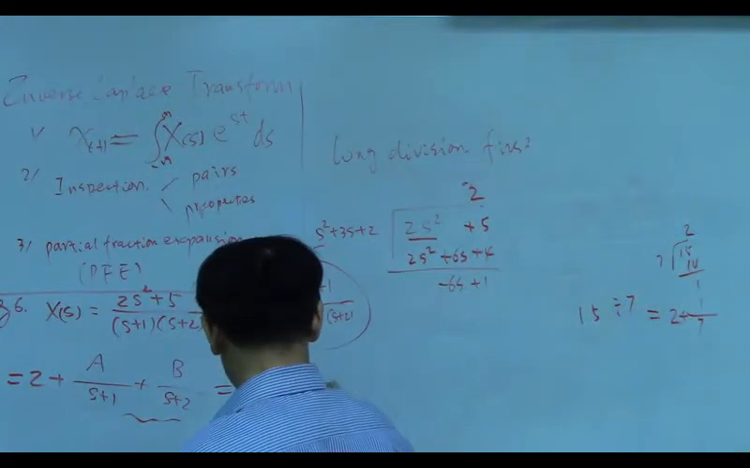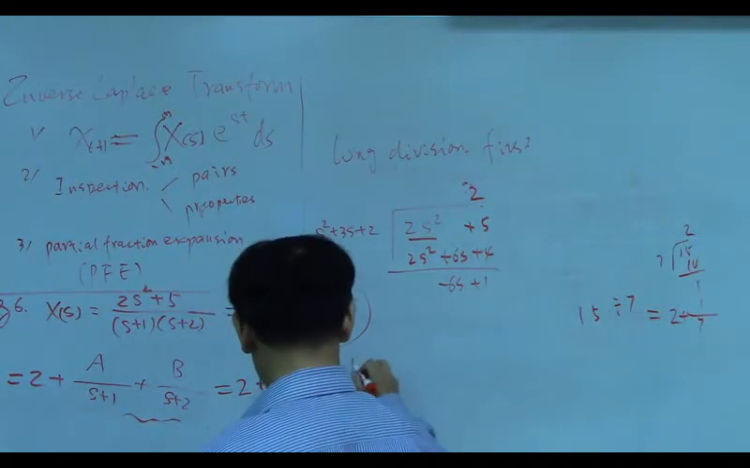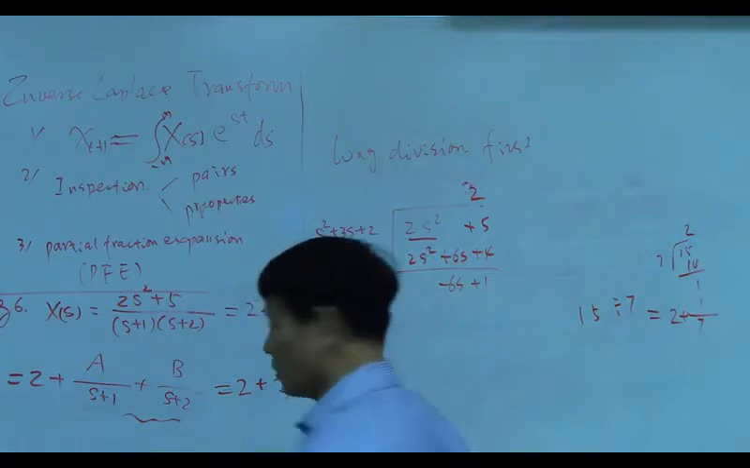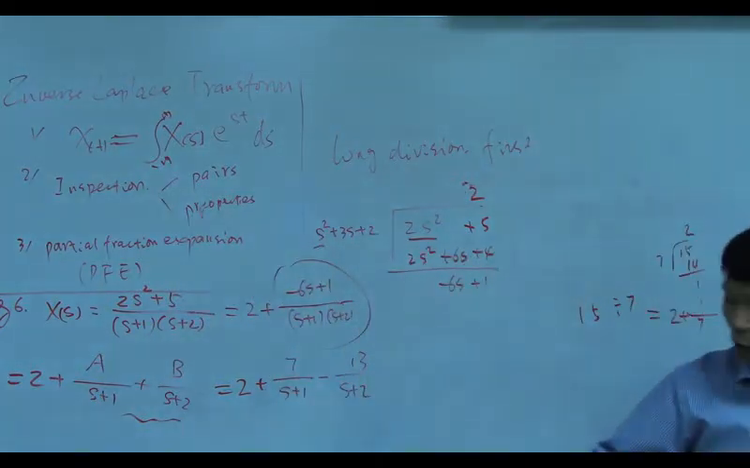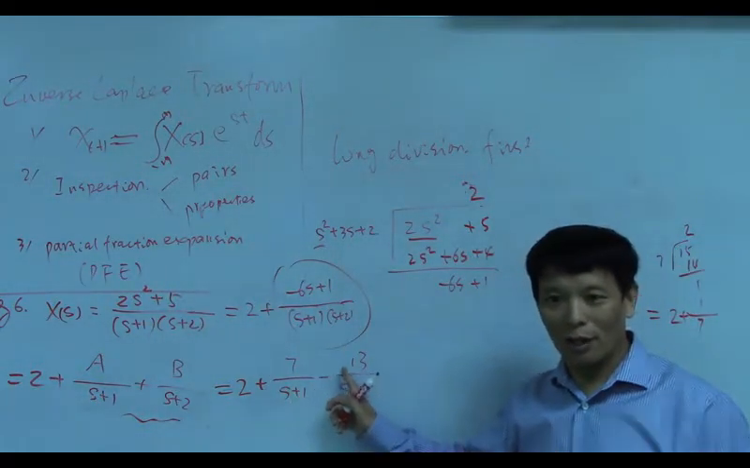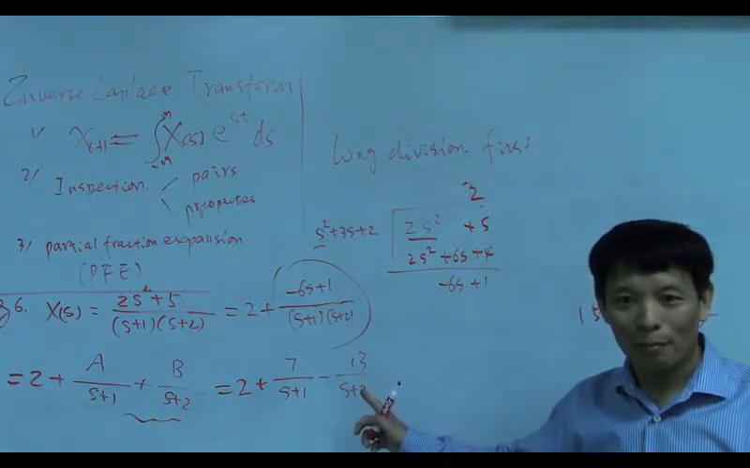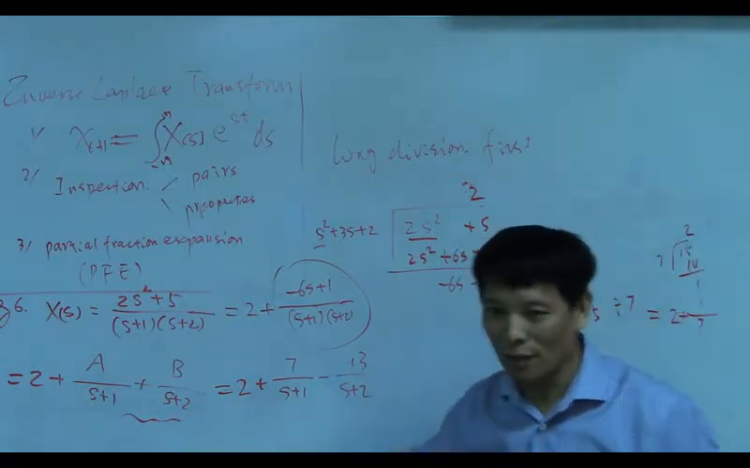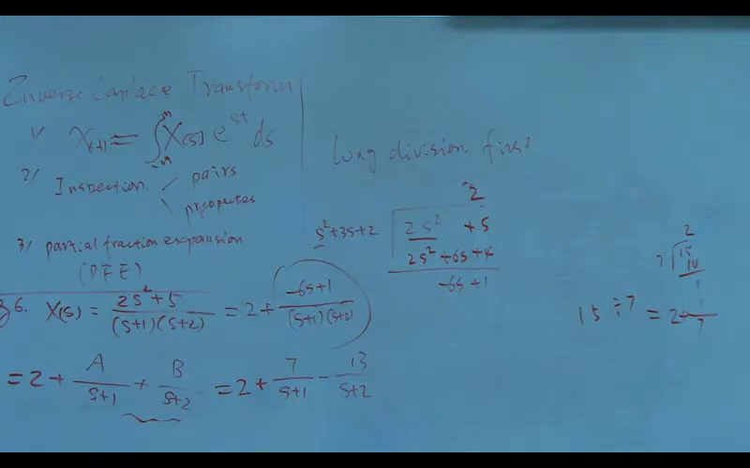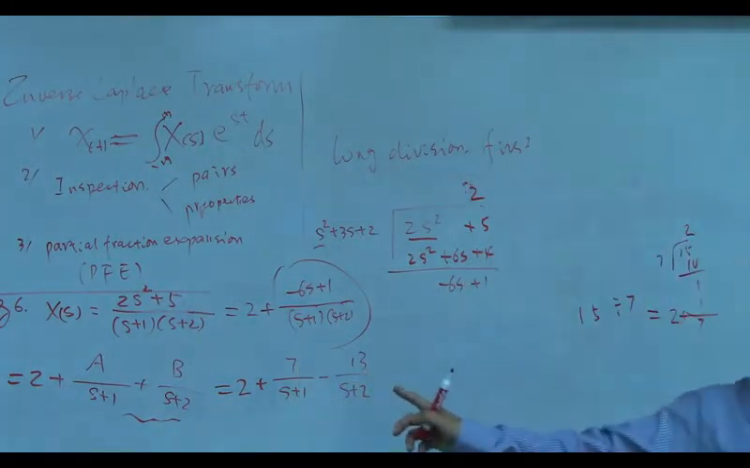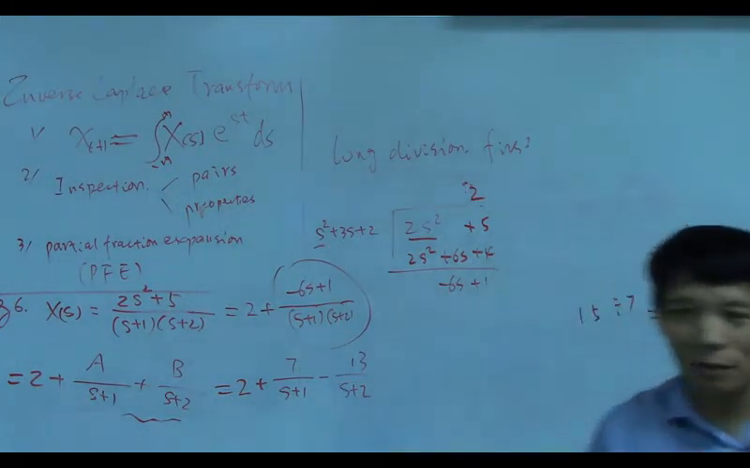7 over s plus 1, and negative 13 over s plus 2. Look at this. What's your result? Still correct. 7 and negative 13. But what you missed before is this constant 2 here. That is the part that we need to correct. The method we used before is wrong, but our result is correct. 7 is still here, negative 13 is still here. But we need to have a constant 2 here.